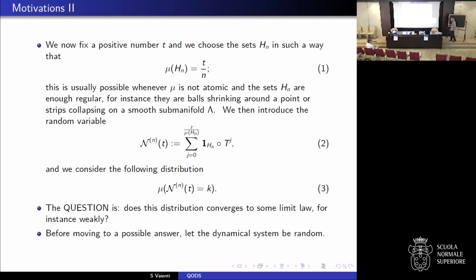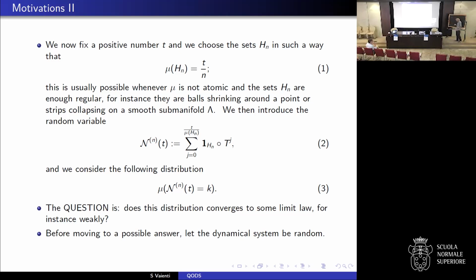Then the quantity we are going to introduce is this one. I look at how many times the trajectory of the point stays in this hole H_n when I iterate the orbit until time t over mu of H_n. This quantity t over mu of H_n is called the Kac time, because it's the right way to normalize the recurrence property, as you will see in a moment. What we want to compute is this distribution: the probability that the number of times I visited my hole when I iterate the trajectory up to the Kac time is equal to k. The question is whether this distribution converges to some limit law, in particular weakly. And this is exactly what we want to do.